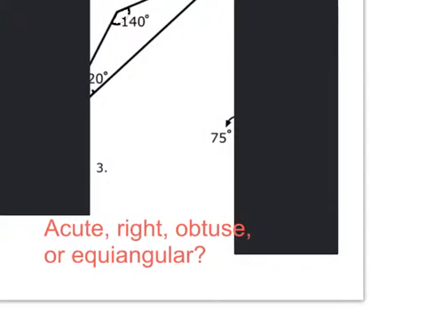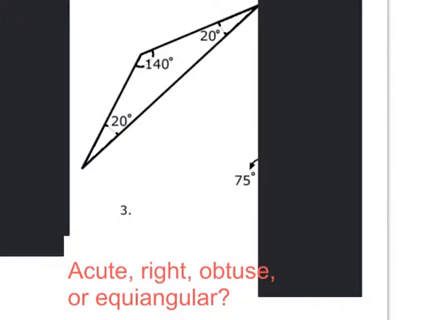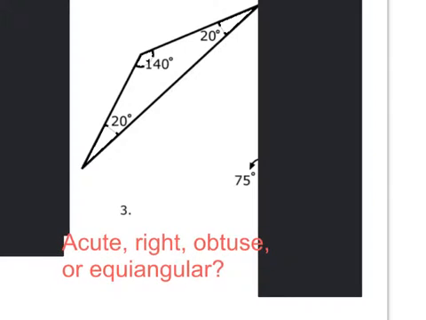Uh-oh. Let me get this guy so you can see it better. All right, so here's your triangle. Your job is to draw this triangle, describe it to your neighbor, and describe it as it is acute, right, obtuse, or equiangular. Go ahead and do that right now.